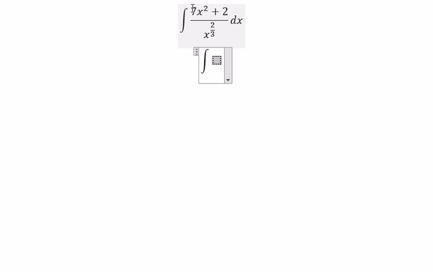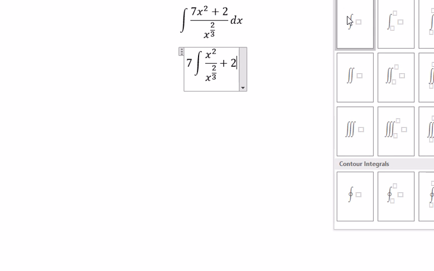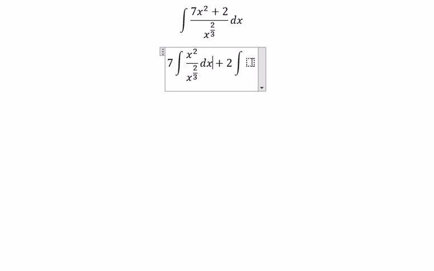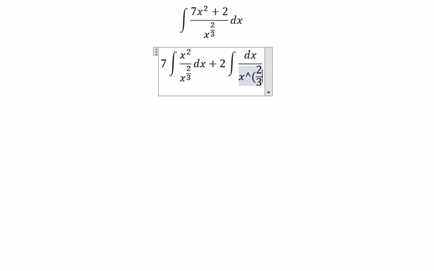First, we need to divide this integral into two integrals. The first one, we have 7 multiplied with the integral of x squared over x to the power of 2 over 3. And the second one, number 2, we put the x in here and we got the integral of x over x to the power of 2 over 3.